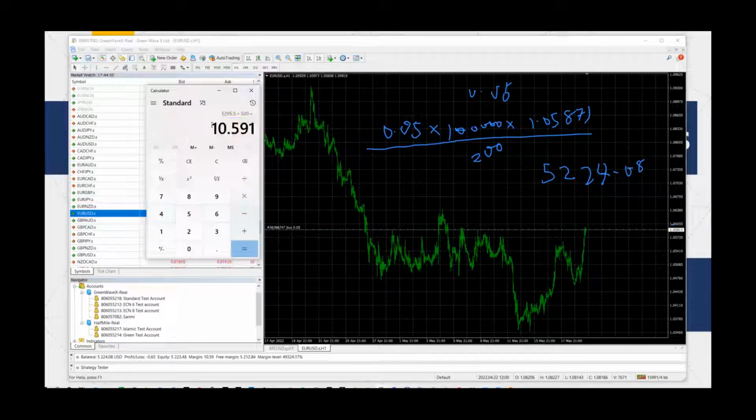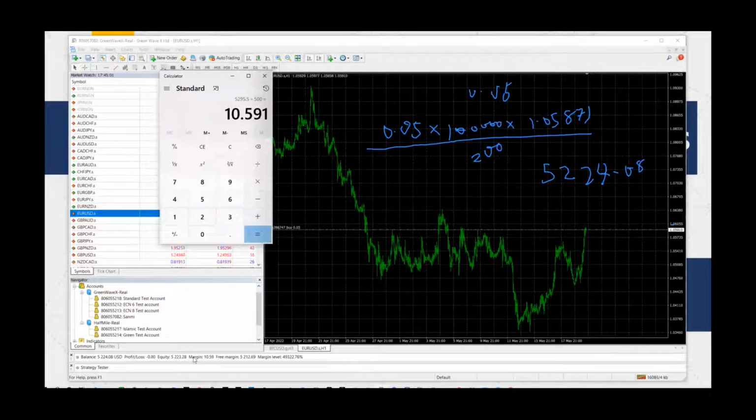But it's good to use a very reasonable margin. So you can see the margin is this, and you can see my free margin has now reduced from 5254 to 5212. You see that? Okay, so that's it.